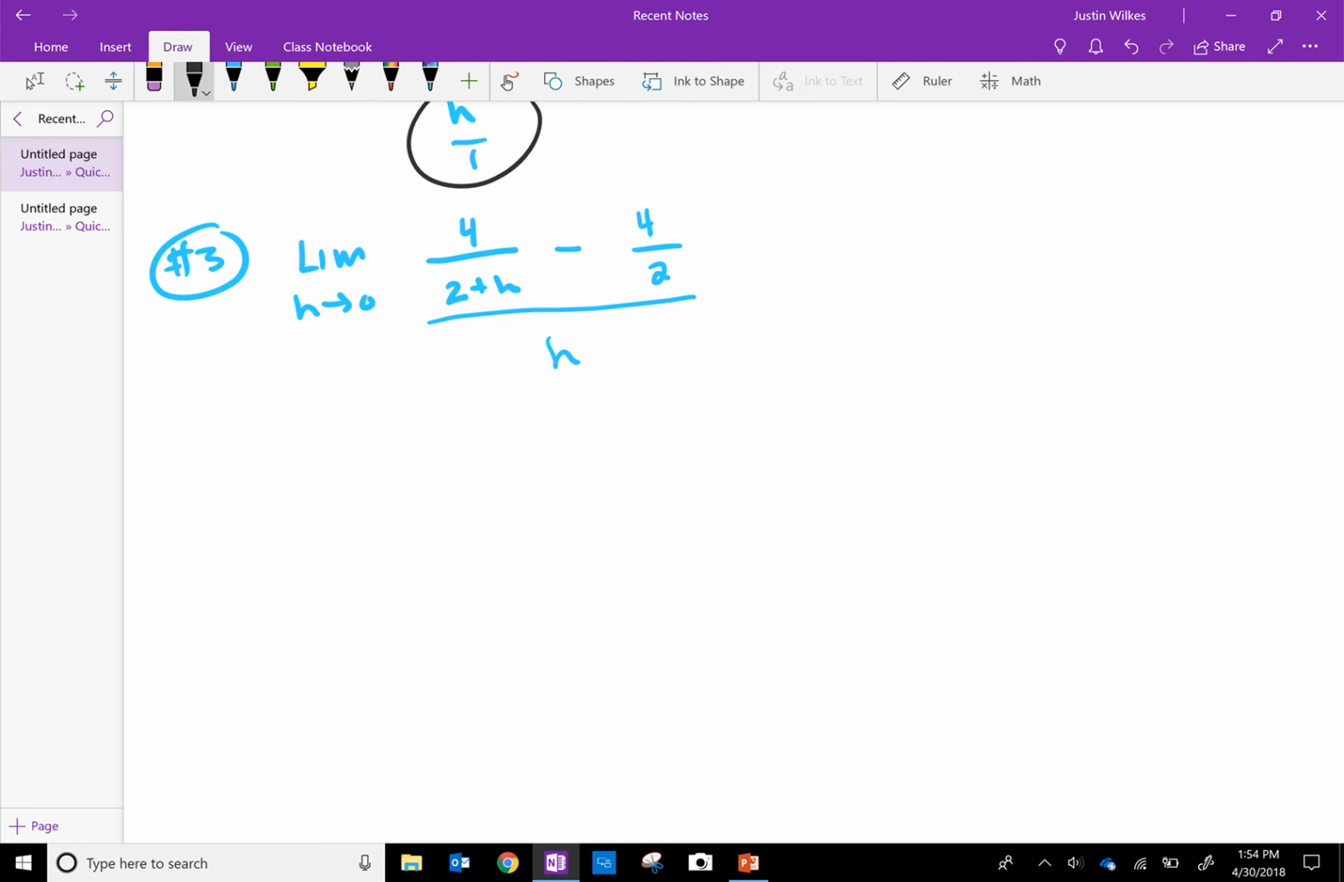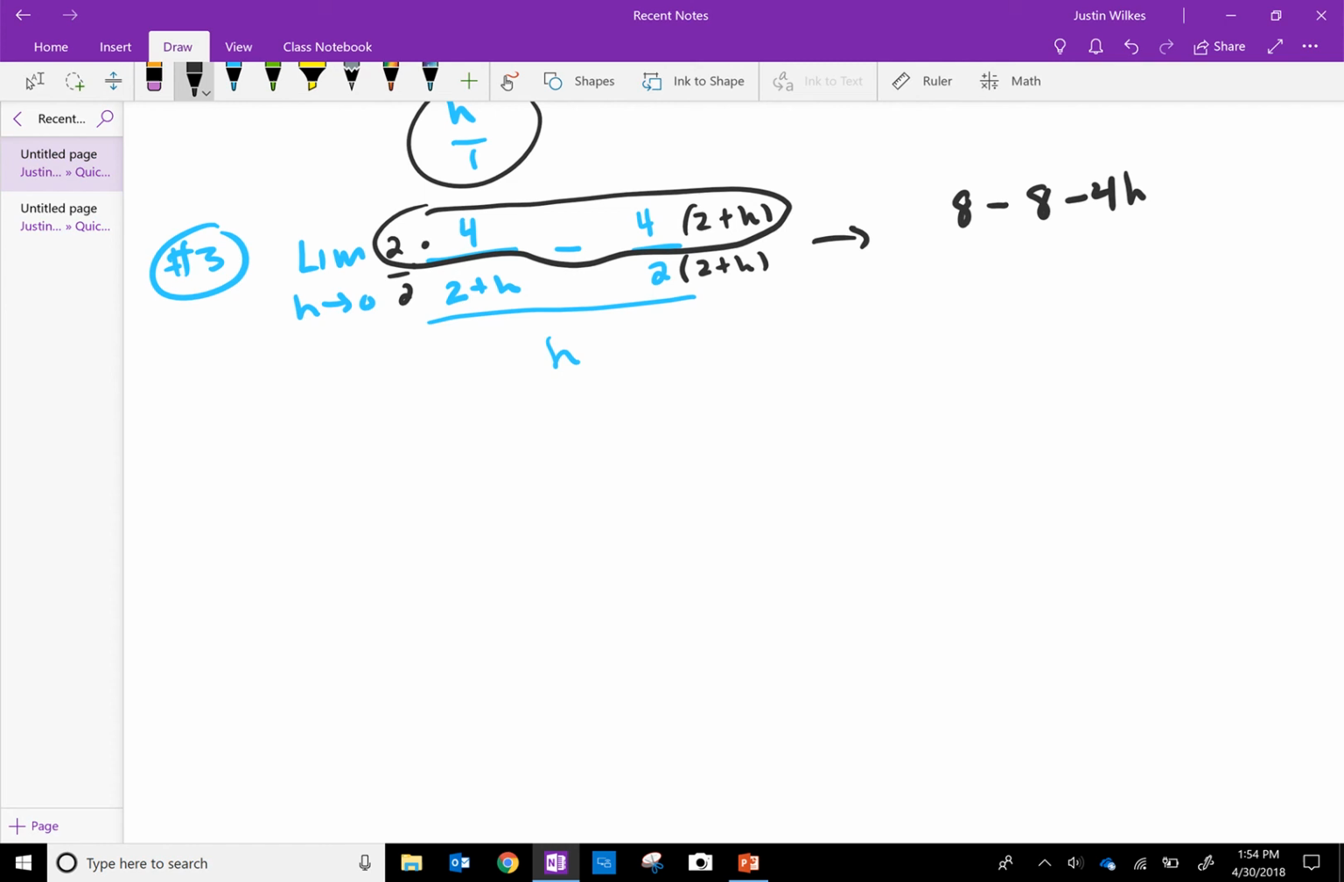So algebraically, I'm going to need to get common denominators. The right side will need a 2 plus h over 2 plus h. The left side will need a 2 over 2. So if I distribute along the top, I get 8 minus 4h. That's what I get when I apply that. Common denominators, just shove them back together.